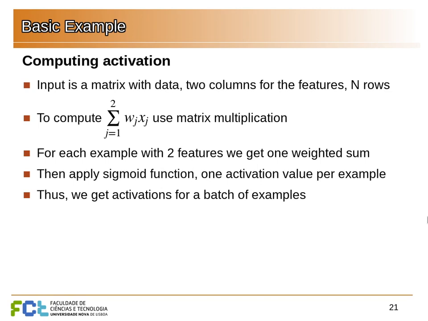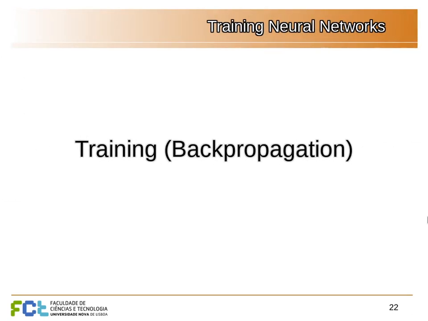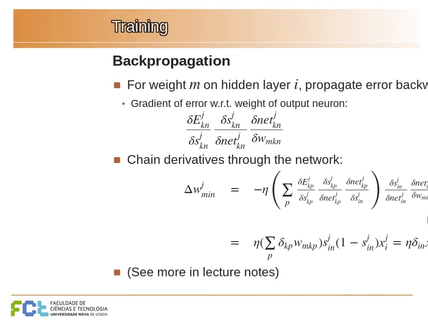For example, we can use the sigmoid function, which gives us a value between 0 and 1, like in logistic regression, and this could be interpreted as the probability of belonging to class 1. So how do we determine those weights? And this is where backpropagation comes into play.